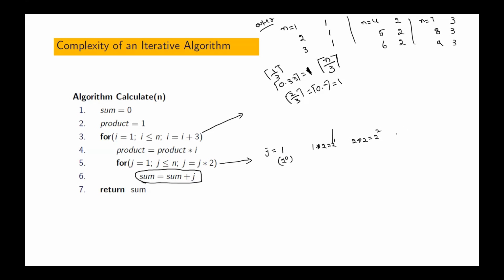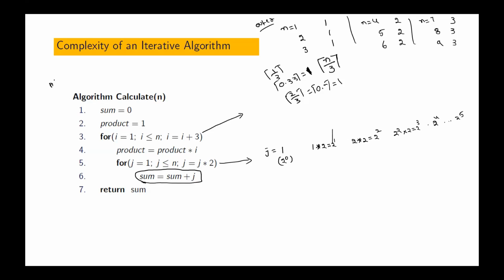Okay. Next, what is the next value of j? 2 square into 2, 8, that is 2 cube. And so on. Next, it becomes 2 power 4. Next, it becomes 2 power 5. Is that okay?